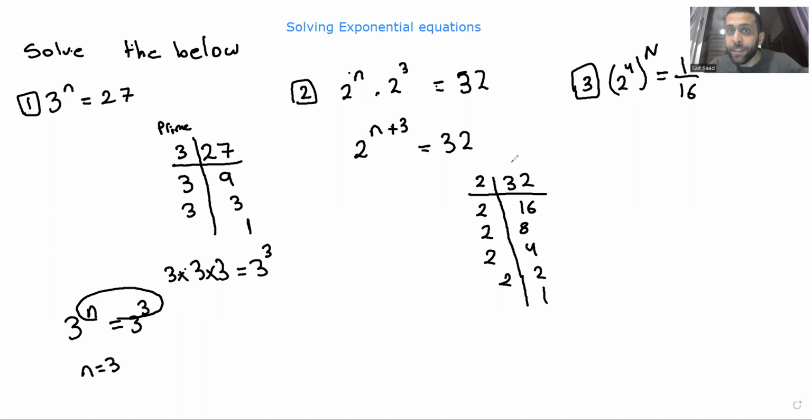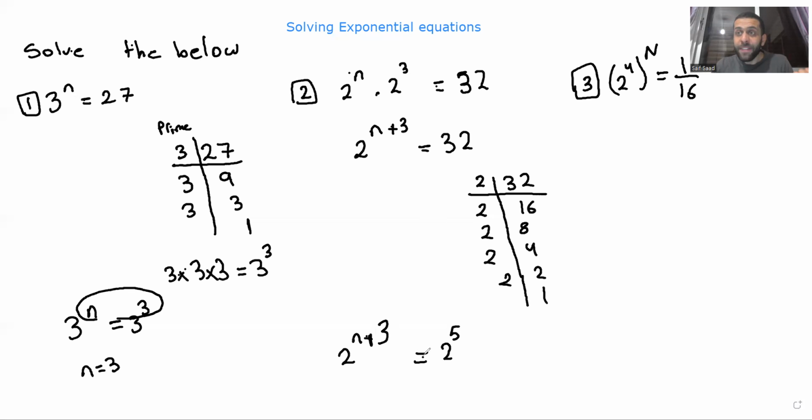So basically, the 32 consists of 2 times 2 times 2 times 2 times 2, 5 times. So basically, it's 2 to the power of 5. Equals 32. 32 is 2 to the power of 5. Equals the one on the left, which is 2 to the power of n plus 3.